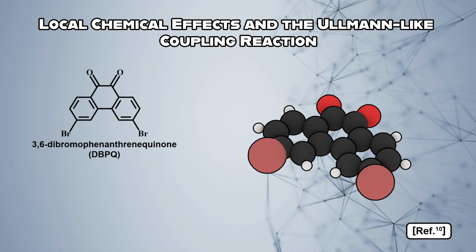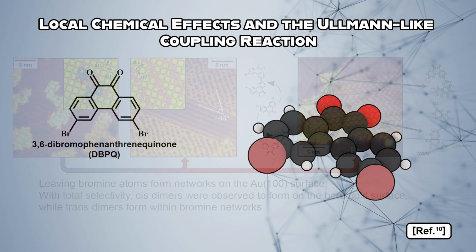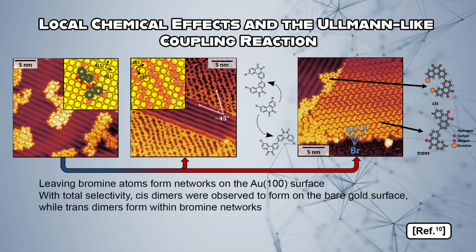We studied the Ullmann-like coupling reaction of 3,6-dibromophenanthroquinone, or DBPQ, on a gold 100 surface. Following thermal annealing, the leaving bromine atoms were found to form self-assembled islands and modify the surface reconstruction. Cis dimers formed on the bare gold surface, while trans dimers were observed within bromine networks with total selectivity.